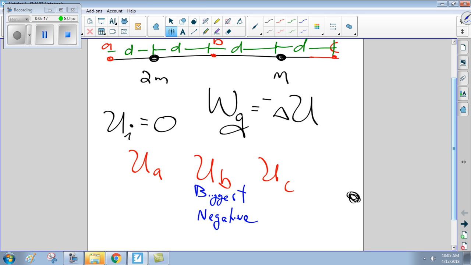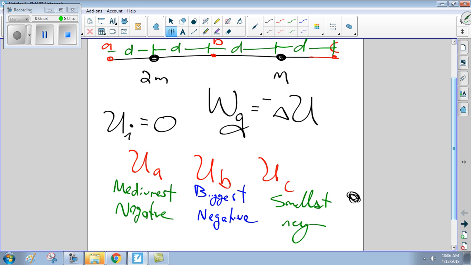All right. Now, so what's going to be the next biggest negative? What do you guys got? I think A is our next best, right? Because these two are similar. The only difference is this one is closer to a bigger mass, resulting in more negative potential energy, right? So this one is the mediumest negative. Mediumest is not a word. All right, and then this one is the smallest negative, right? Cool?